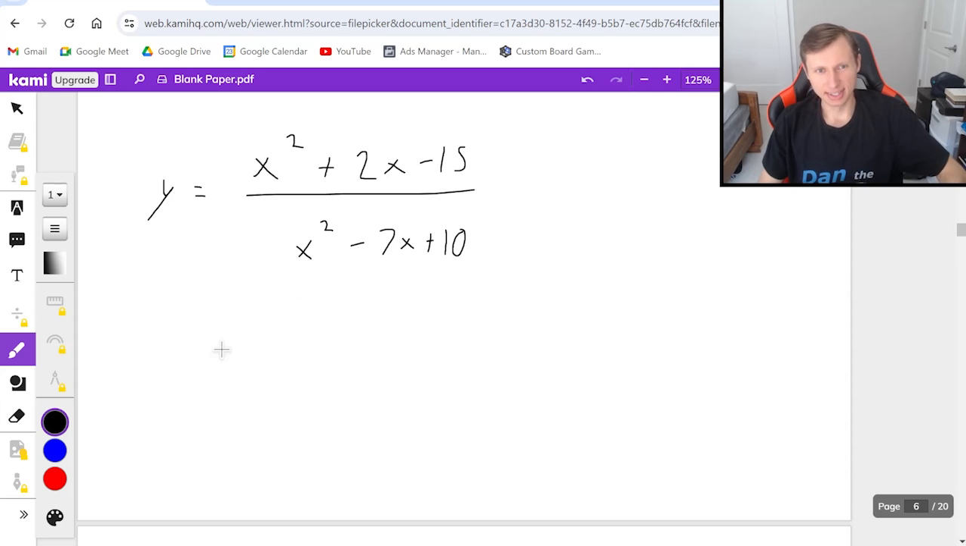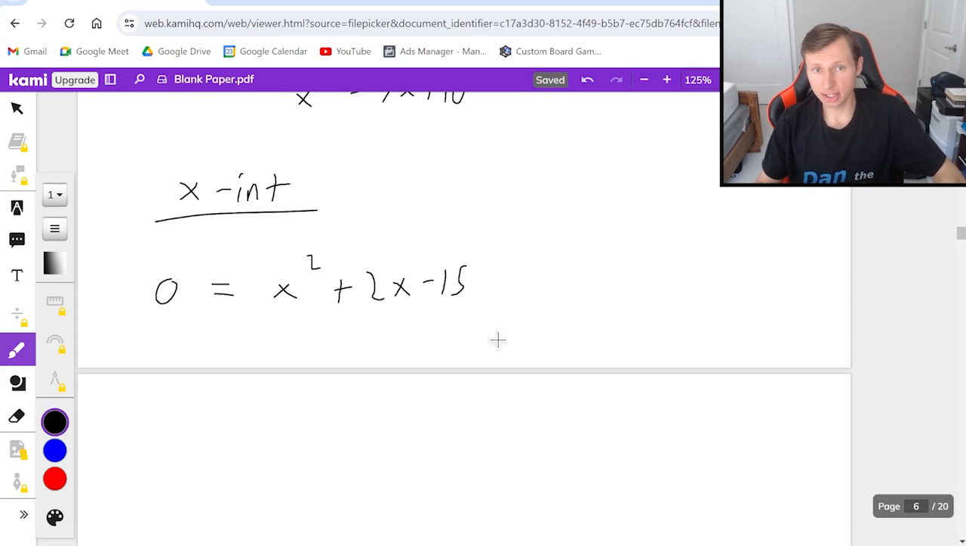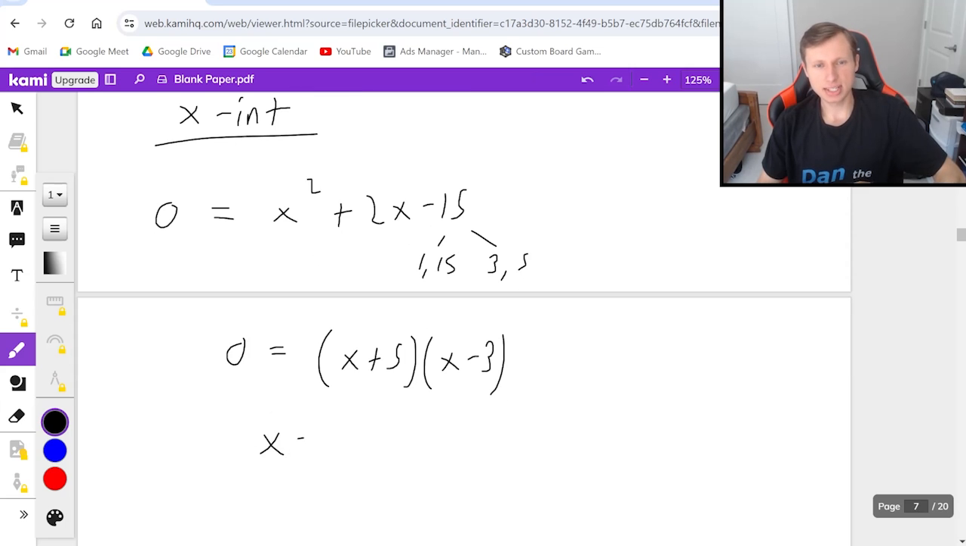Okay, here we go. So first, for the x-intercept, I have to set y equal to 0. Honestly, I can just worry about the numerator right now. And if I want to solve this, I need to factor it. Factors of 15, you got 1 and 15, and 3 and 5. I think 3 and 5 are going to be best because 5 minus 3 is the positive 2 in the middle. So in other words, 0 equals x plus 5 times x minus 3. So that means x equals negative 5 and positive 3.